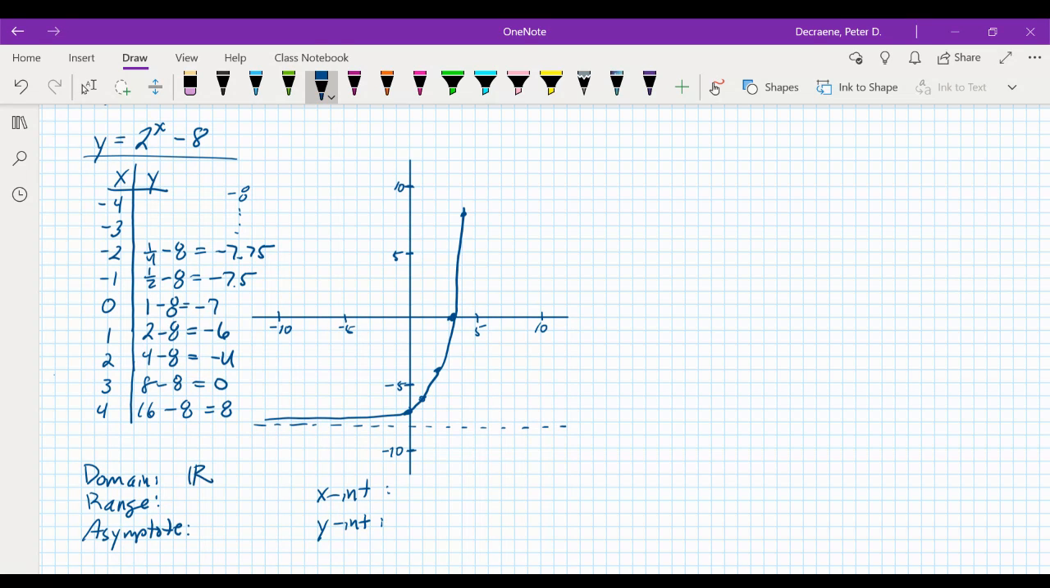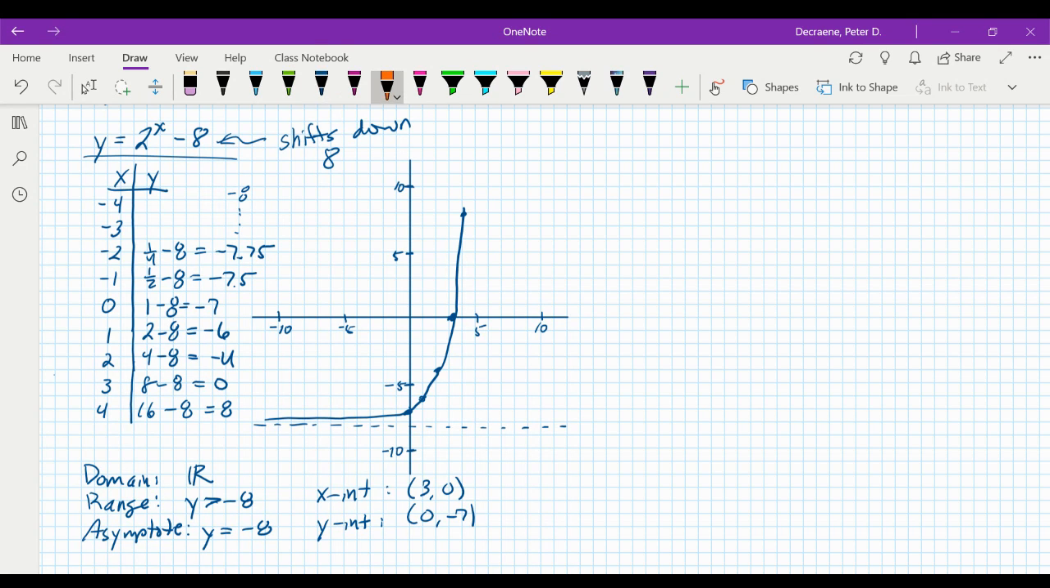So the domain is still all real numbers. The range now is y is bigger than negative 8, because the asymptote is at y equals negative 8. Remember, this negative 8 shifts the graph down 8 units. So instead of the asymptote being the x-axis, we've shifted down 8 units. The x-intercept is going to be 3, 0, and the y-intercept is 0, negative 7.